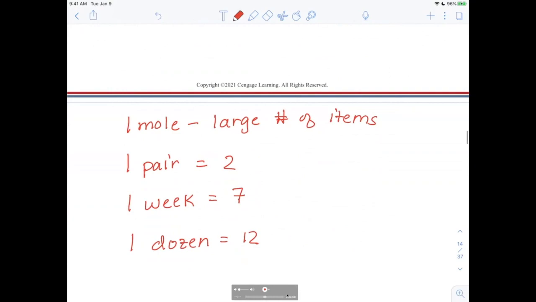Okay, so you have pair. The word pair is understood as 2. Week is 7. Dozen is, sorry, not 2, 12.